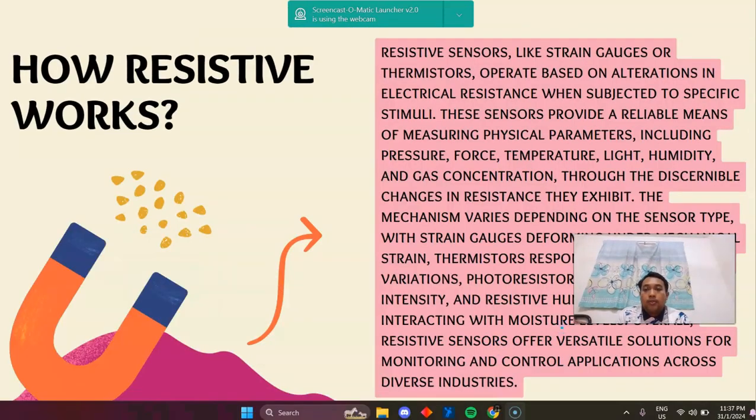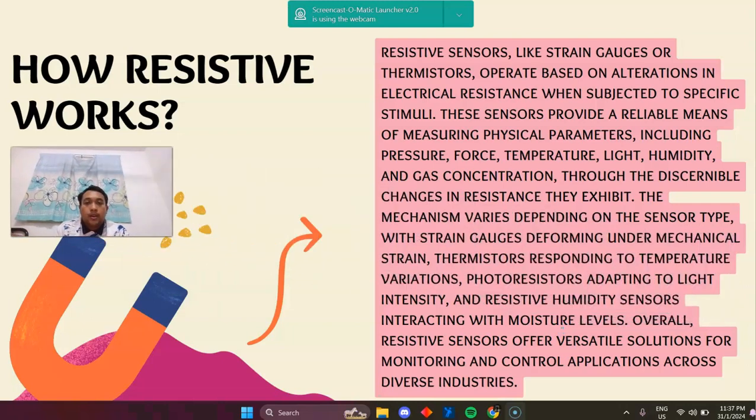Okay, for how the resistive sensor works, resistive sensors like strain gauges or thermistors operate based on variation in electrical resistance when subject to a specific stimulus. These sensors provide a reliable means of measuring physical parameters including pressure, force, temperature, light, humidity, and gas concentration. The mechanism varies depending on the sensor type.